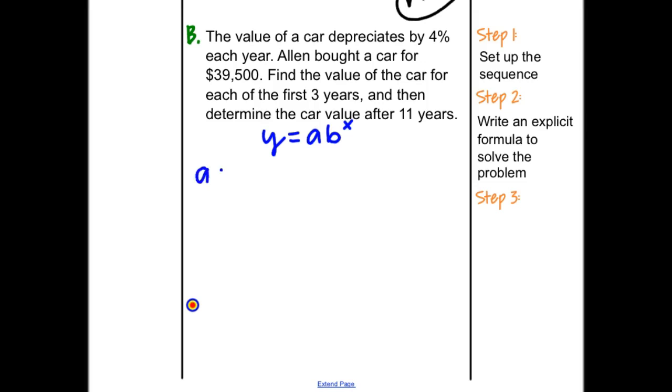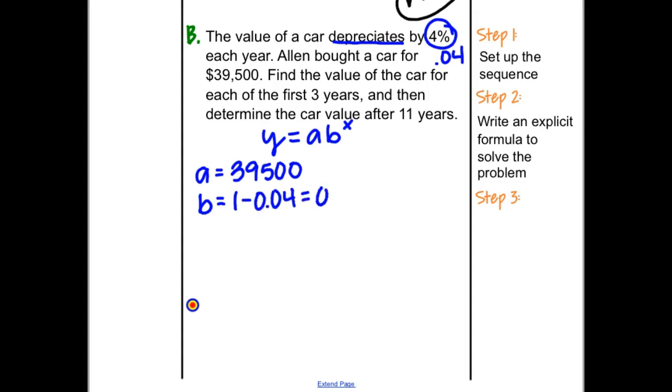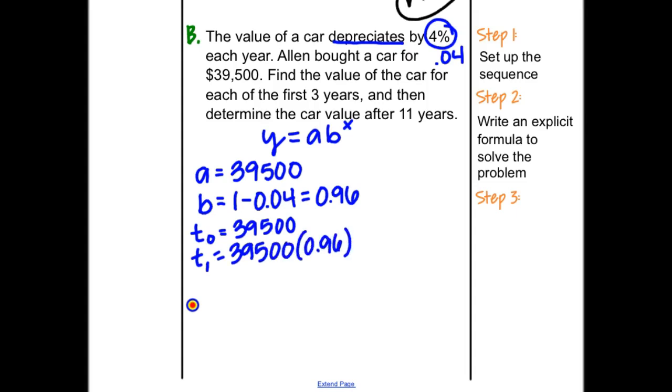So we know that a is 39,500. Our b is going to be taking this 4%, changing it to a decimal of 0.04, and because we're depreciating, we're taking 1 minus 0.04, so our b value is 0.96. Which means that each year our car will retain 96% of its original value. And then we have x as x, that's our time in years. So we know our term 0, or our starting value, is 39,500. So we want to find after 1 year. So we will take that 39,500 times 0.96 to the first power.